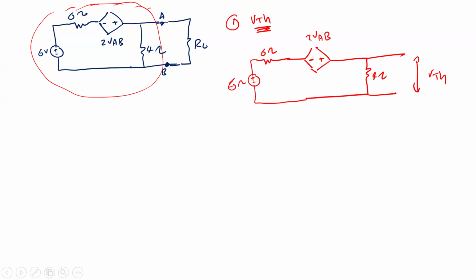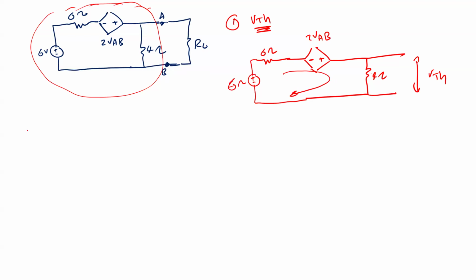Number 1, many students did this one this way. However, once you have this, they were not able to calculate VThevenin. Some students did mesh. You don't need to apply mesh here because you don't have several loops. You have only one loop. So the way you can solve it is just using Kirchhoff voltage law, because you have only one loop here.